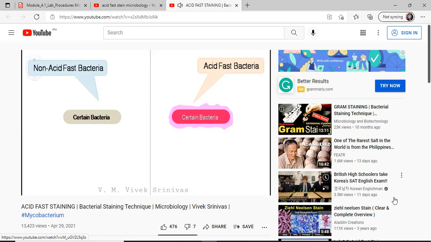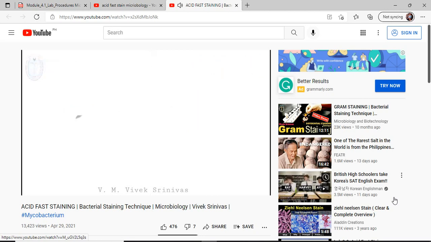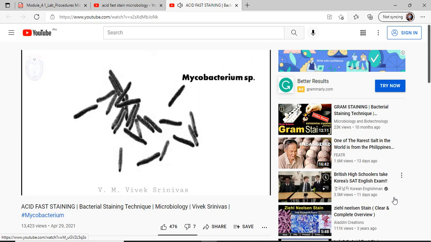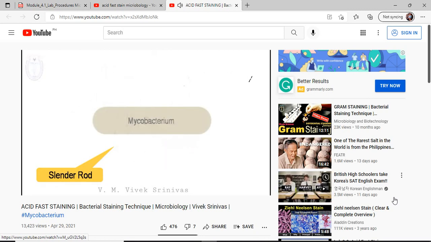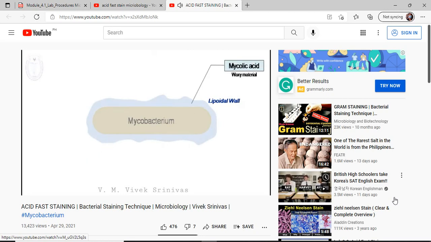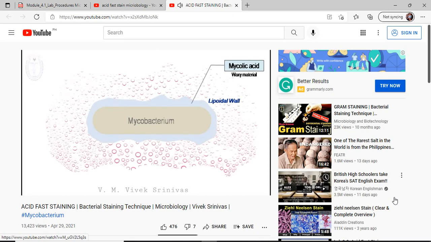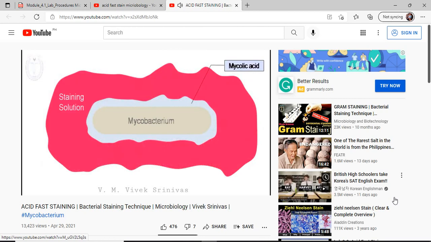Mycobacteria are slender rods, generally arranged in bundles. This is due to the presence of the waxy material, mycolic acid, over the mycobacterial surface. Ultimately, this gives a bundle of faggot arrangement. Because of this lipoidal wall, on application of carbofuchsin staining solution, they are difficult to stain. But along with the continuous heat treatment, they take up the stain by passing through this lipoidal wall.